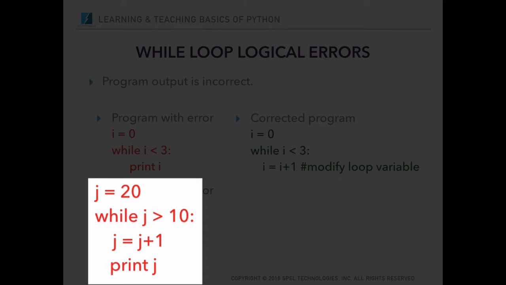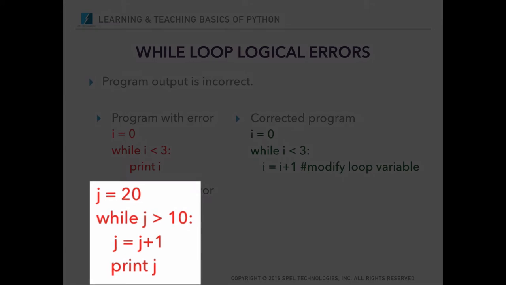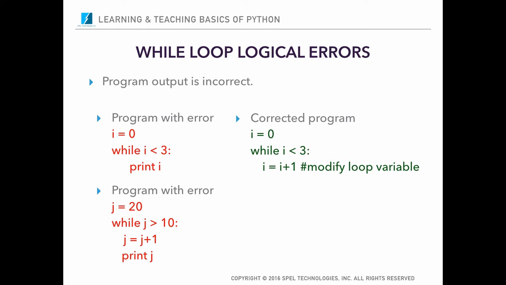Let's take another program. j equals 20, new line, while j greater than 10, colon, new line, 4 spaces, j equals j plus 1, new line, 4 spaces, print j. What is the error in this program? There is no syntax error here. If you run this program, you will find that there is no output that is printed and the program will run indefinitely. So there is an infinite loop in this program.